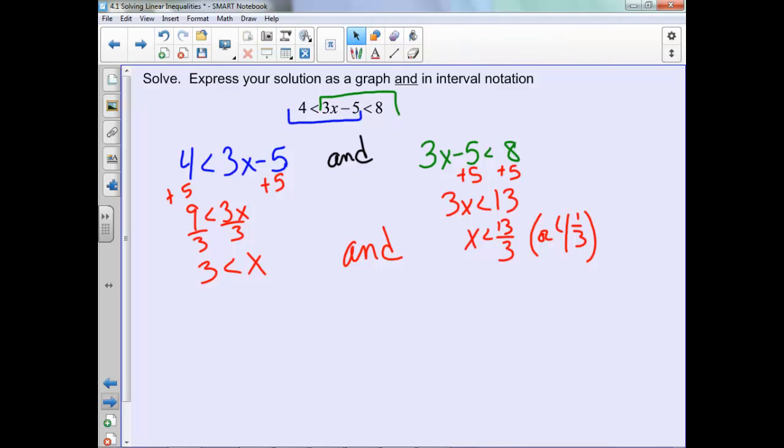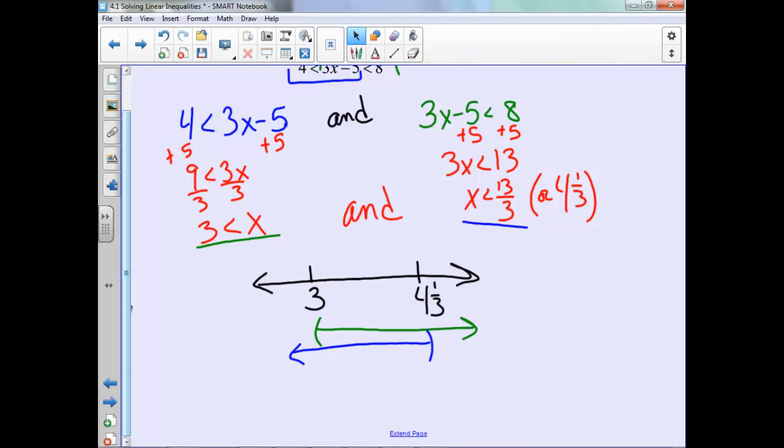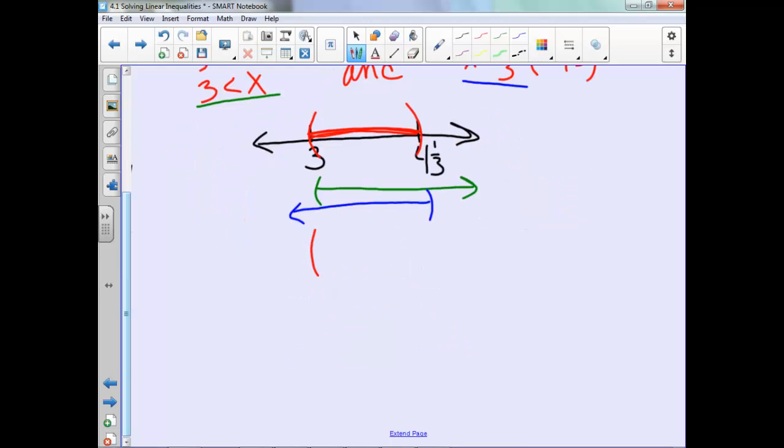So now we want to know what our answer is going to be. So let's go ahead and graph these. We've got 3, we've got 4 1/3. Graphing this first one, we want x is greater than 3. And the second one, less than here. Remember, "and" is where we want both of our answers. So here's our answer. And in interval notation, this will be from 3 up to 4 1/3.